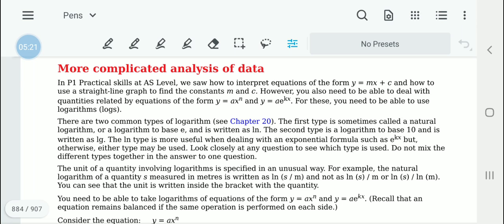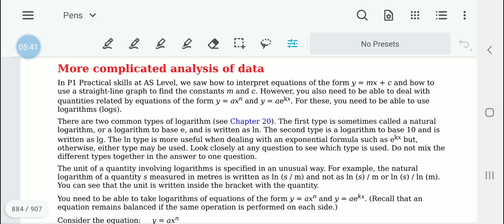Now we have to figure out what to use by looking at the question, because if it is related to exponential formulas, then we have to use the ln format, right?